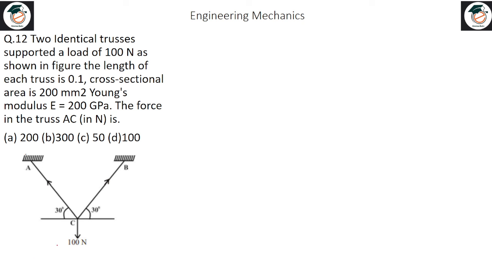Our next question is based on Lami's theorem. Two identical trusses support a load of 100 Newton as shown in the figure. The length of each truss is 0.1, the cross-sectional area is 20 millimeter square, and Young's modulus E is 200 gigapascal. We need to find the force in the truss AC.